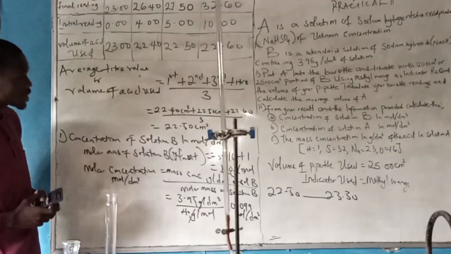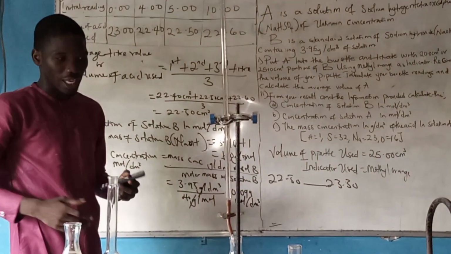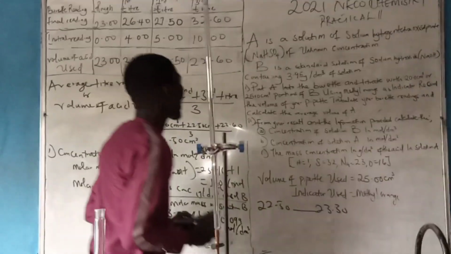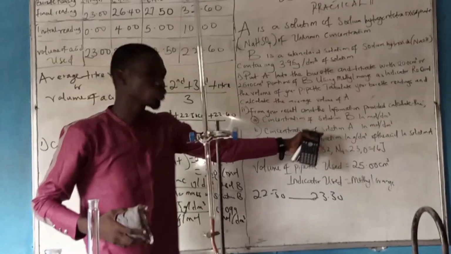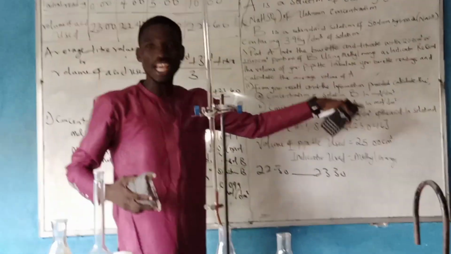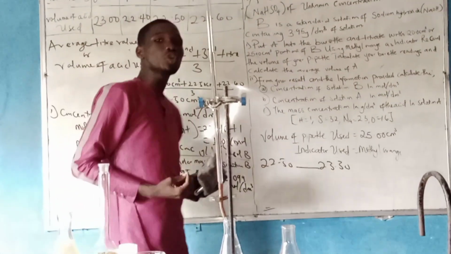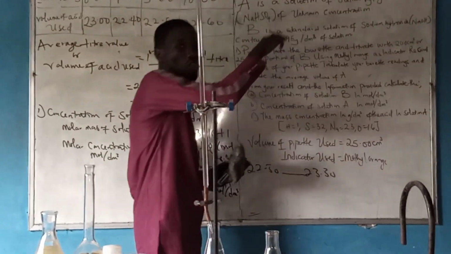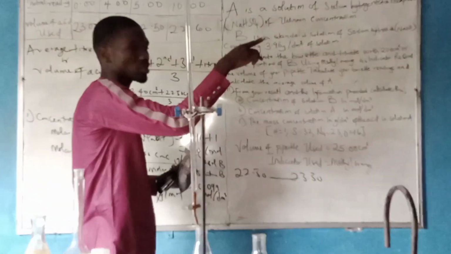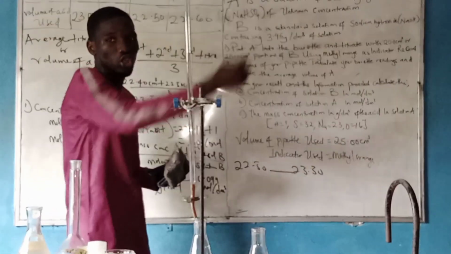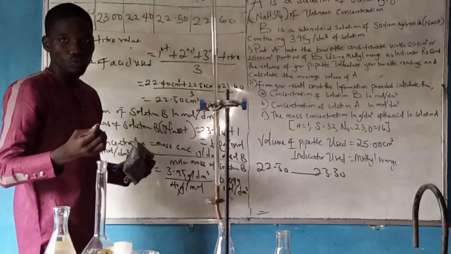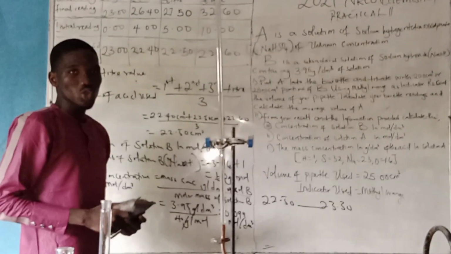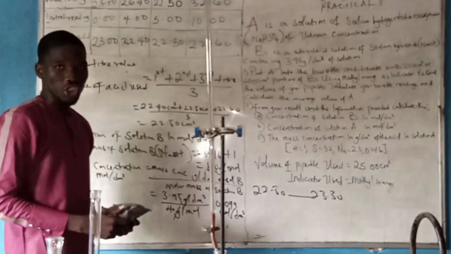So class, permit me, I would love to clear the board here so we can move to the next question, which states that we are to calculate the concentration of solution A in mole per dm cube. And how do we calculate that? Because they said A is a solution of sodium hydrogen sulfate of unknown concentration. We don't know the value of the unknown concentration of solution A. So how do we calculate for solution A?